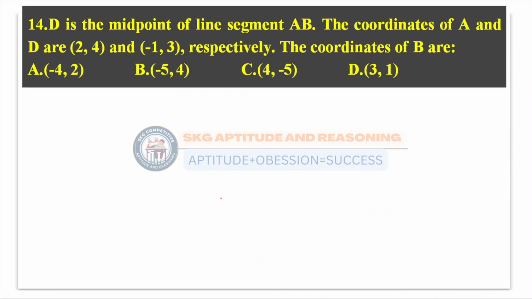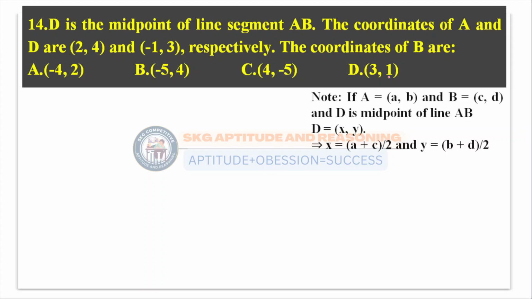Okay, this will be the next question. D is a midpoint of line segment AB. The coordinates of A and B are 2 comma 3 and minus 1 comma 3 respectively. Then find the coordinates of B here. If you remember this basic formula, you can easily solve this question.